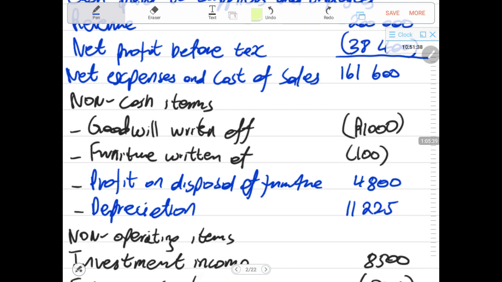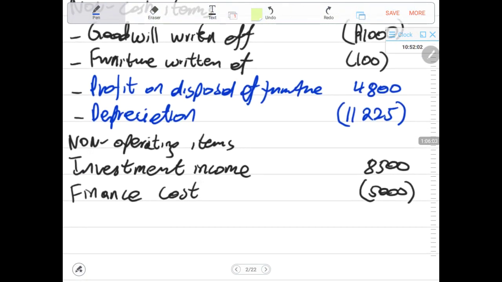is a depreciation a payment to suppliers and employees? The answer is no. So we don't need that 11,225. We must remove it from this 161,600 because all that we need is the cash that was paid to suppliers or employees. If the cash is not a payment to a supplier or an employee, we do not need it there. So in other words, we remove it, except the profit and the incomes. We don't remove them, but we just add them back.